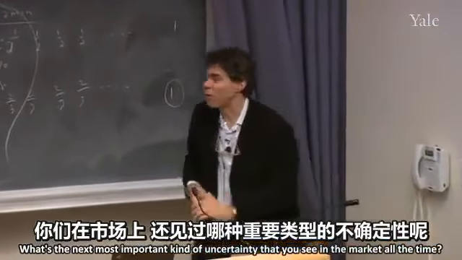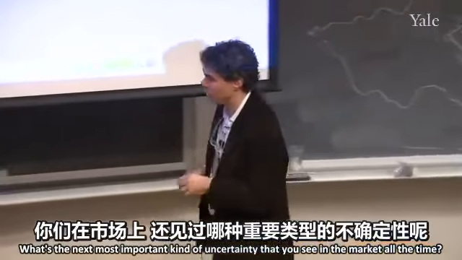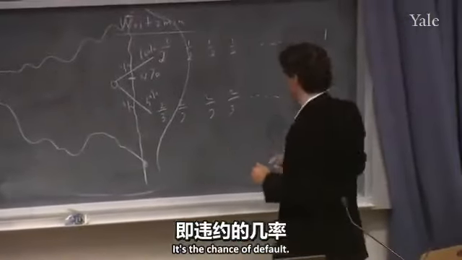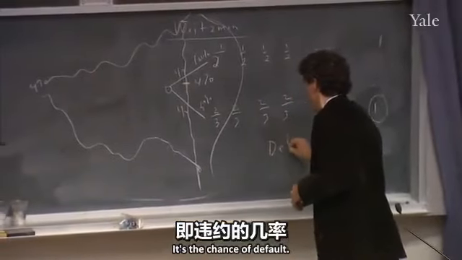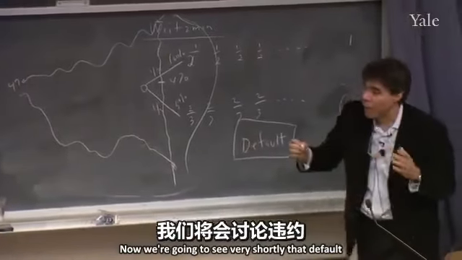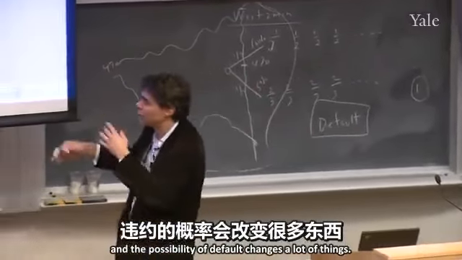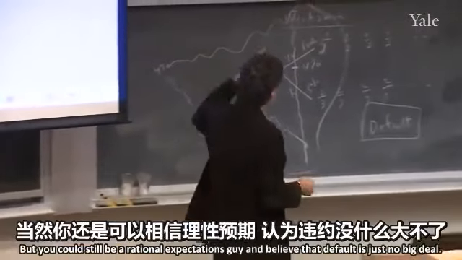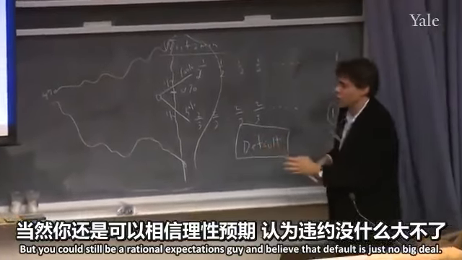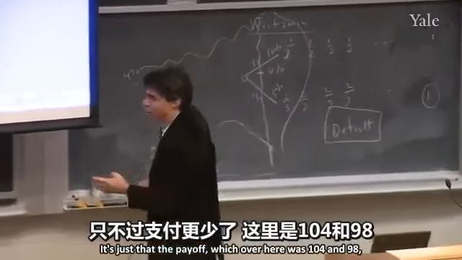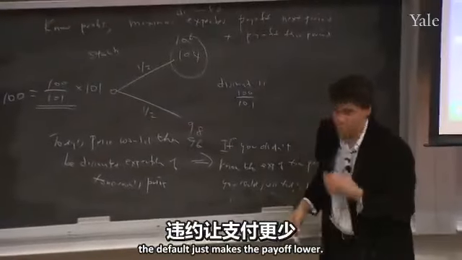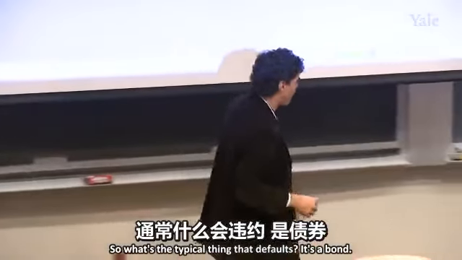What's the next most important kind of uncertainty that you see in the market all the time? It's the chance of default. Now we're going to see very shortly that default and the possibility of default changes a lot of things. But you could still be a rational expectations guy and believe that default is no big deal. It's just that the payoff, which over here was 104 and 98, default just makes the payoff lower. So what's the typical thing that defaults? It's a bond.